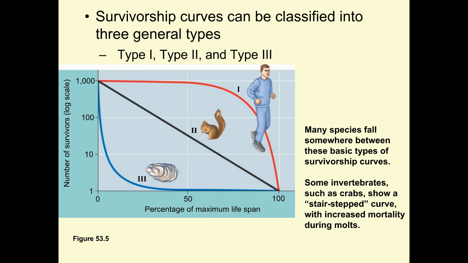Okay, so type 2. Type 1 is more of a K strategist. There's a lot of parental care. There's fewer offspring. These are your higher level mammals. Okay? Type 3 are your R strategists. No parental care. Flood the environment. Oftentimes called boom or bust. Right? They boom. They have huge spikes in numbers and then huge drops in numbers.